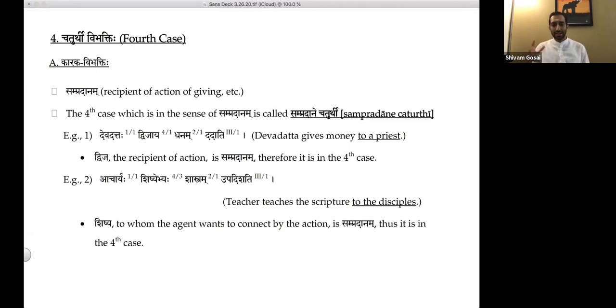So in Sanskritam, you'll see that Ramaya, Devaya, all these things, it's often the recipient of action, or Brahmanaya dhanam dadati. I give money to the priest. Brahmanaya. They're the sampradana. They're the recipient of the giving, of the action. They're the one who receives.